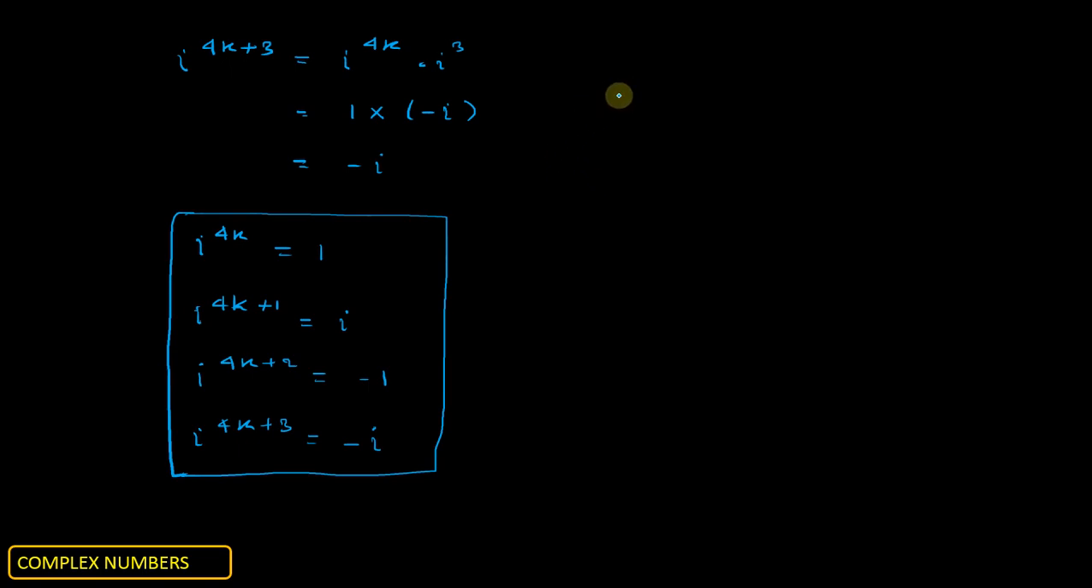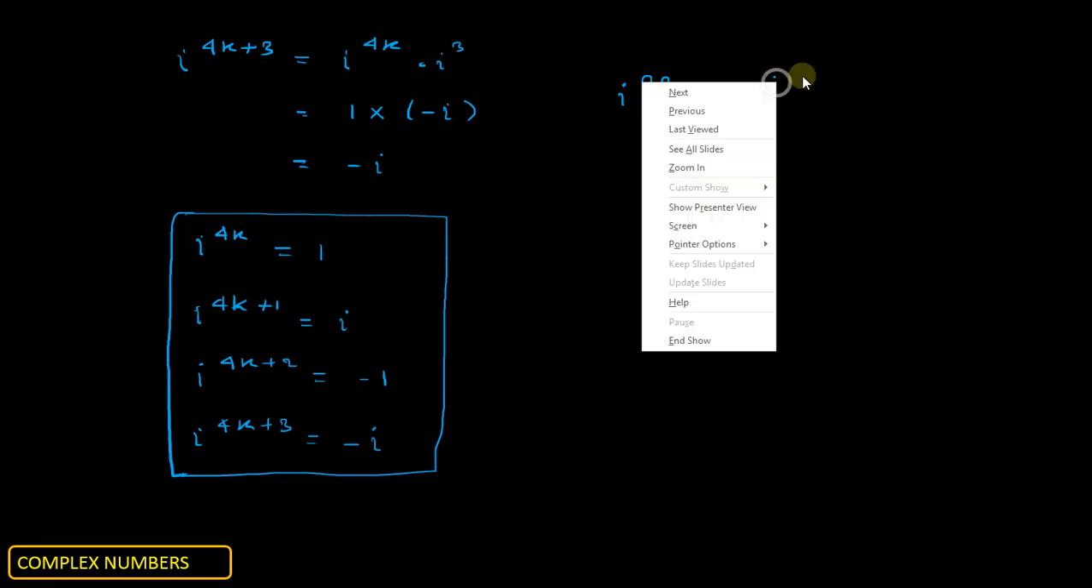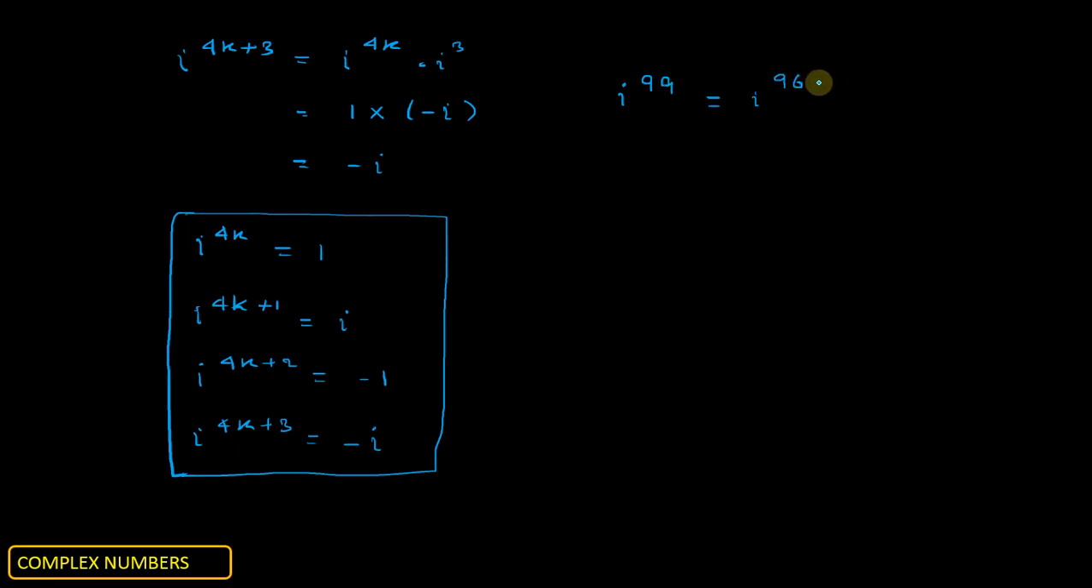Suppose we have iota raised to 99. Then how can you write iota raised to 99? We will try to write 99 in nearest multiple of 4. That means we can write 99 as iota raised to 96 plus 3. And 96 is multiple of 4, so we have iota raised to 3, so we have minus iota.